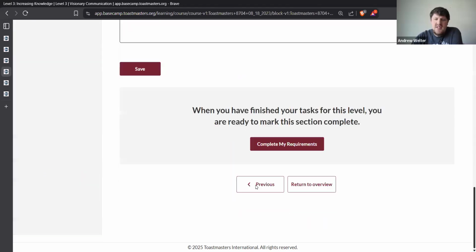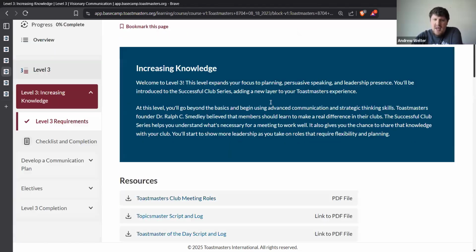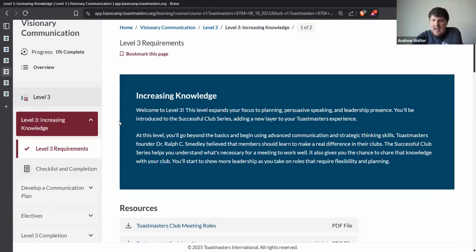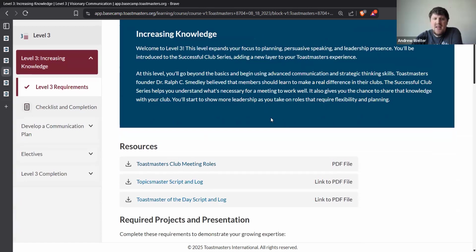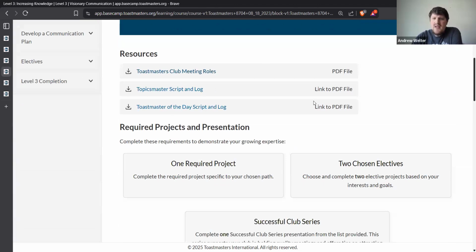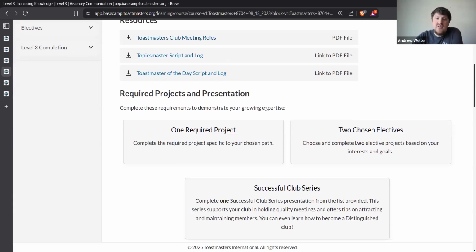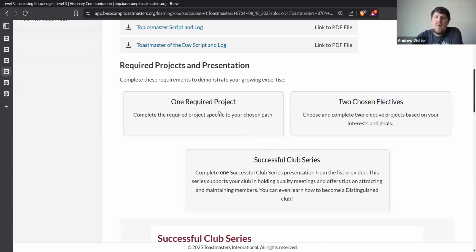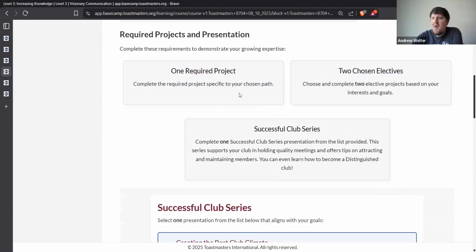Level 3 is where things get interesting. I'm going to back up here. Again, the blurb about level 3, the resources, obviously, they're kind of dwindling because a lot of them you've already gotten in those first two levels. Then the required projects and presentation: one required project, everybody has that. Two chosen electives, no changes there.